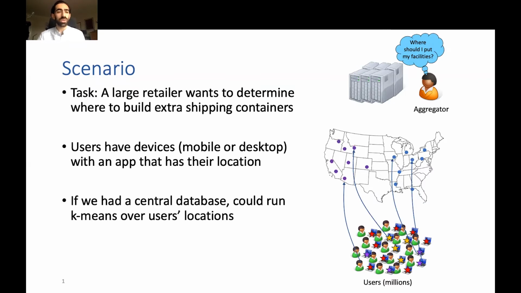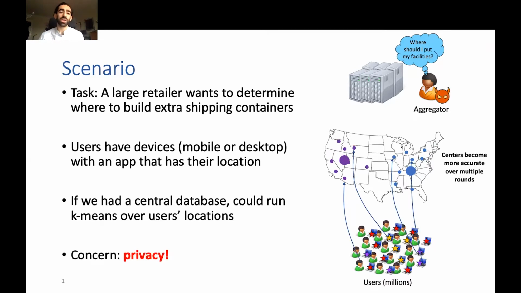Now, if we had a central database, I could run some simple clustering algorithms such as k-means to find, say, the two most central locations to these users. To remind you of what k-means looks like, we're going to have some random initial cluster centers, and then over a period of multiple rounds, the centers will become more accurate until they're a good estimation of the users' locations.